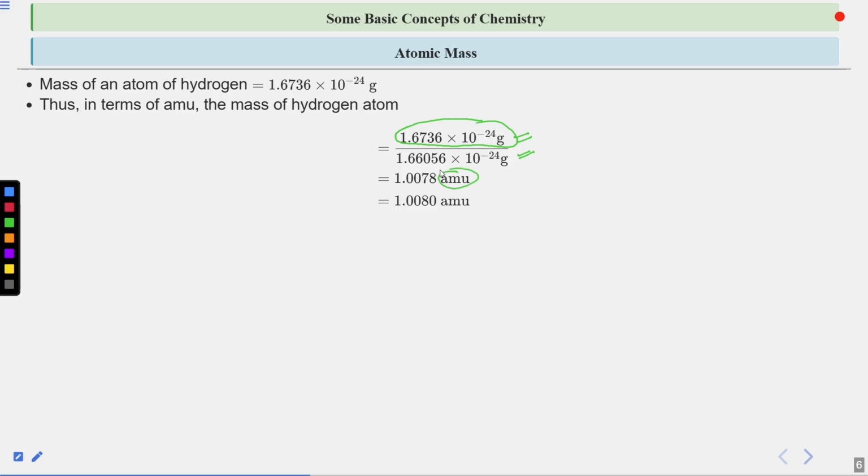Since 1 AMU is equal to 1.66056 × 10^-24 gram, therefore 1.6736 × 10^-24 gram will be 1.0078 AMU. If you go back and look at that unit conversion, you can easily calculate this value. Now we have approximated it to 1.008 up to the third decimal, and AMU is the unit.